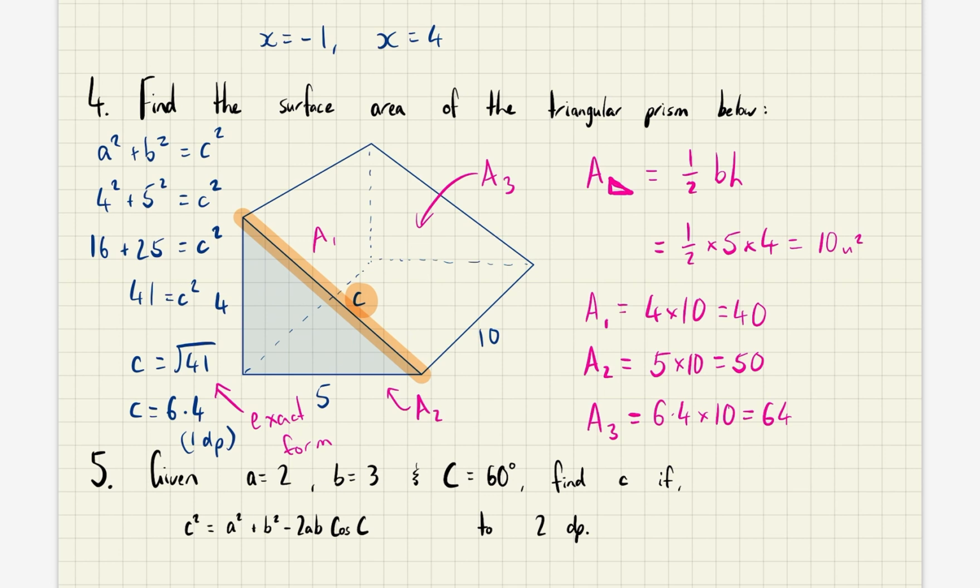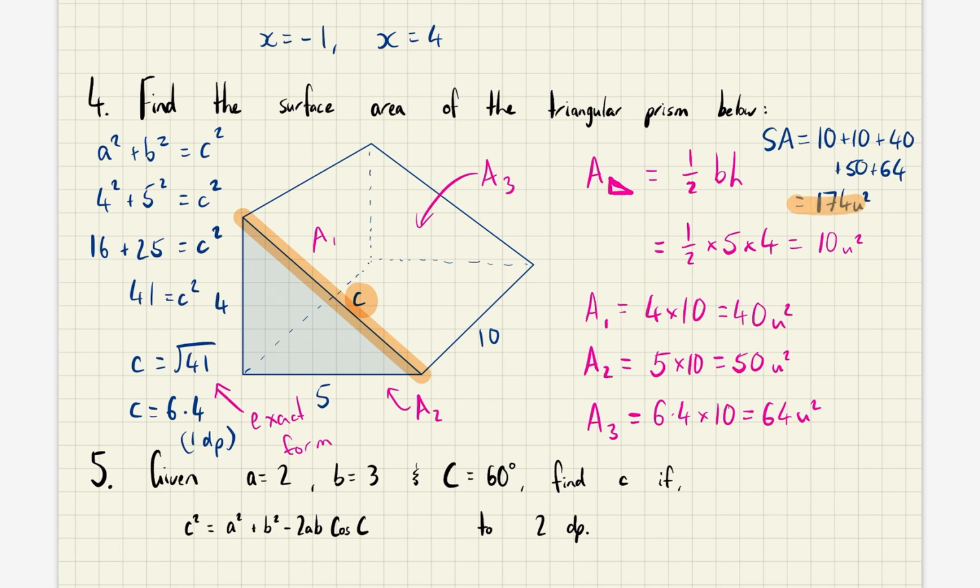But that's not the surface area, it's just the area of each side. So now we need to add it all together. So the final surface area, which I'll write up here, is going to be 10 plus 10, because I'm doing 2 of the triangles, plus 40, plus 50, plus 64. And if I type that into my calculator, because I don't really feel like doing it in my head right now, it gives me 174 units squared. And I'll just clean that up because I actually didn't write units squared for each of these. I should. And that's the answer there.